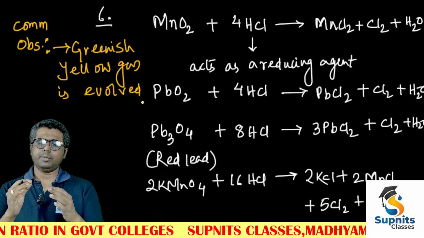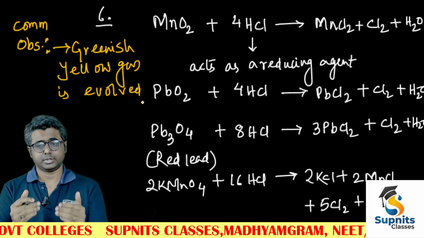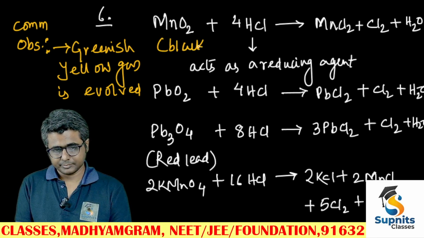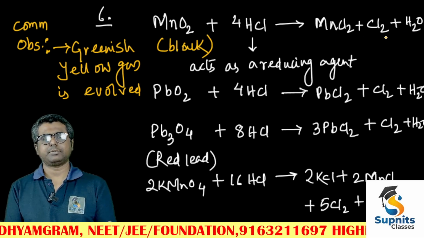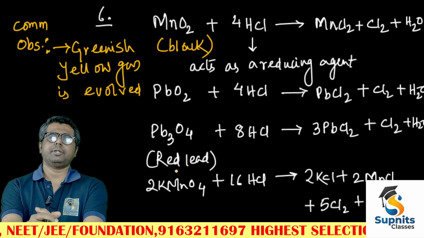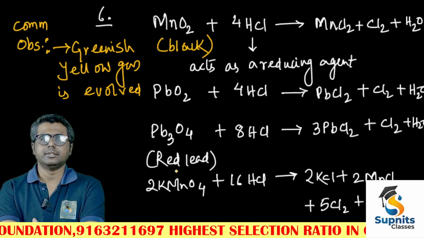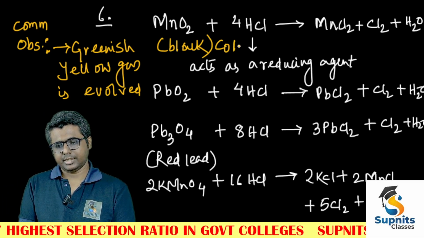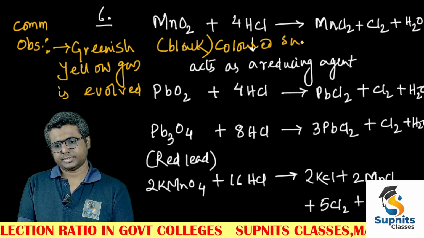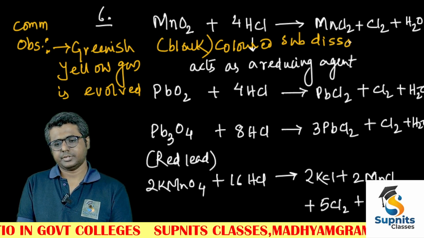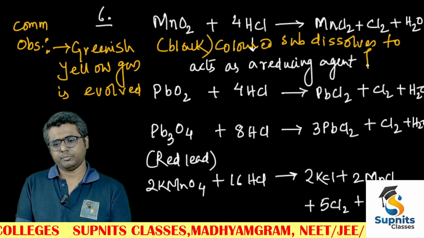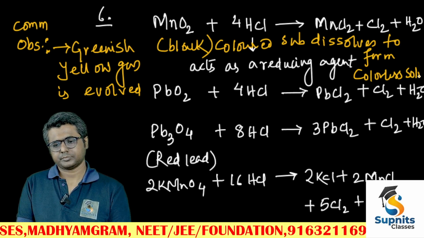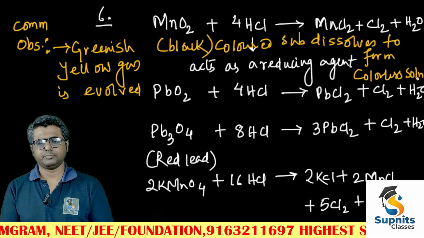Okay. And there will be certain observations which are not common, because the substances are different. Things like, see, this MnO2 has black color and this becomes colorless. So, this black colored MnO2, when you put in concentrated HCl, dissolves into a colorless solution. So, you can write this black colored substance dissolves to form colorless solution.